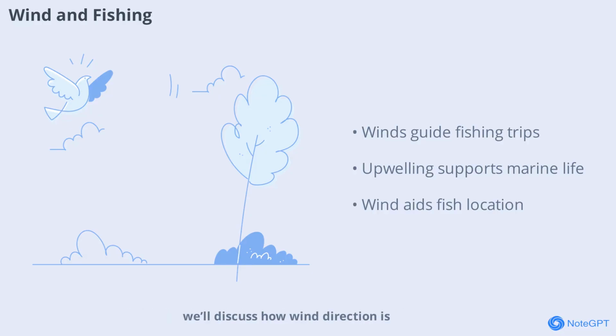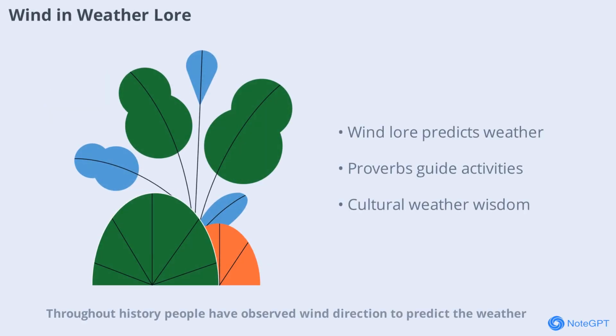Next, we'll discuss how wind direction is used in traditional weather lore and proverbs. Throughout history, people have observed wind direction to predict the weather. Traditional sayings like "red sky at night, sailor's delight" often reference wind and sky conditions. Farmers and sailors develop proverbs based on generations of experience, using wind direction as a guide for planting, harvesting, and setting sail. While modern science has improved forecasting, these old sayings still hold a place in our culture.